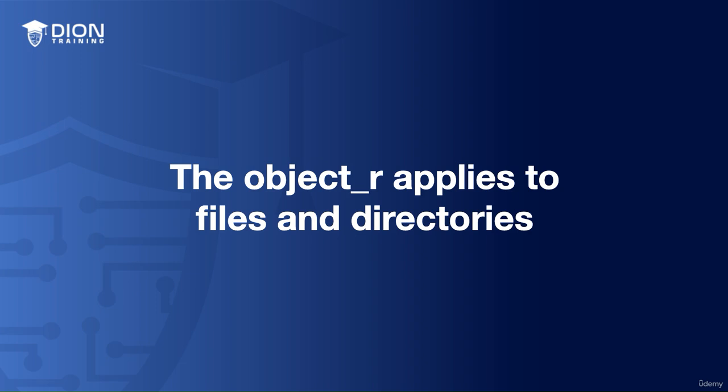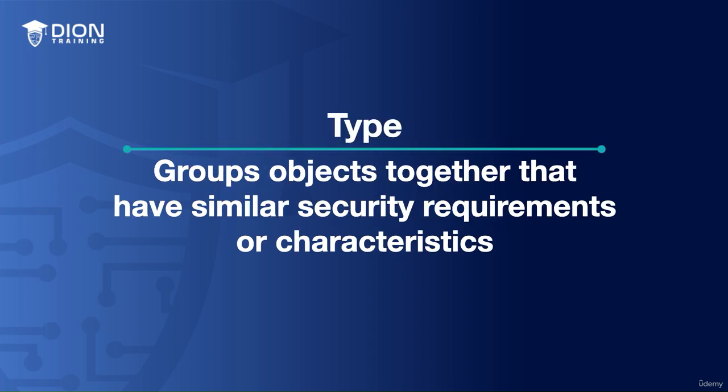Now, the third context we have is known as the type context. The type context is the label portion of MAC, and it's the most important context for the fine-grained access control that we want to achieve. By using this type, it's a way of grouping objects together that have similar security requirements or characteristics.